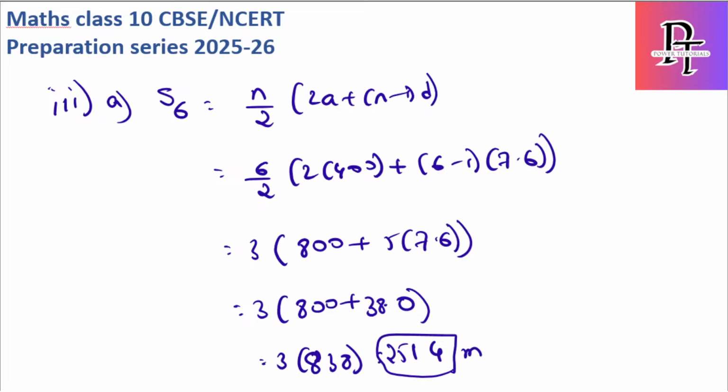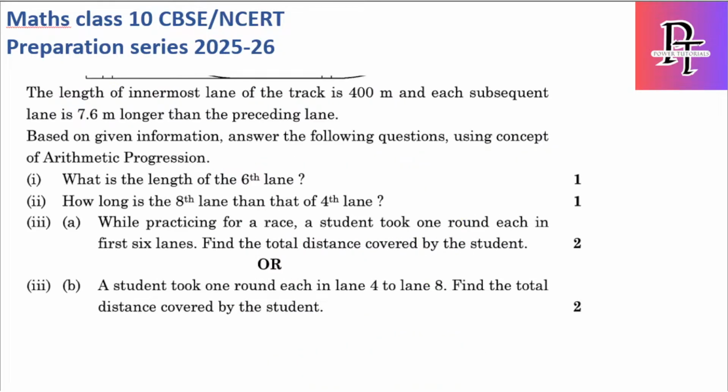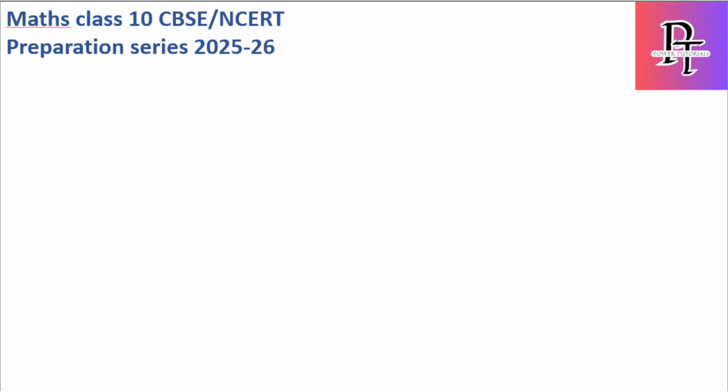Okay, what about the B part? A student took one round each in lanes 4 to 8. Find the total distance traveled. It's not like the first 6 lanes here, they are asking for 4 to 8. So we have T4, T5, T6, T7 and T8, and these we have to add. So instead of Sn, let's do it directly in this way.